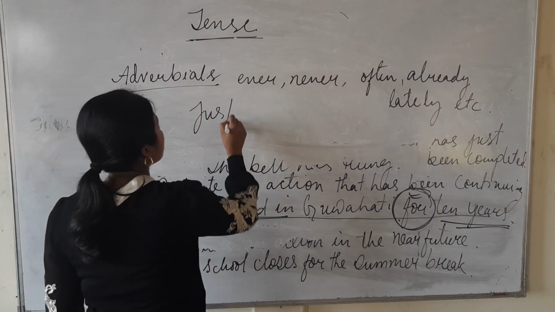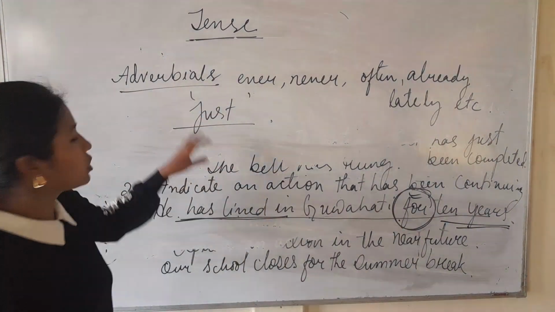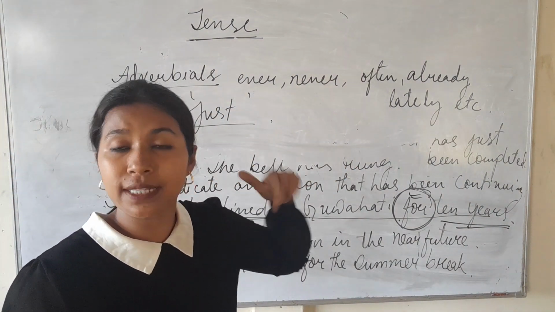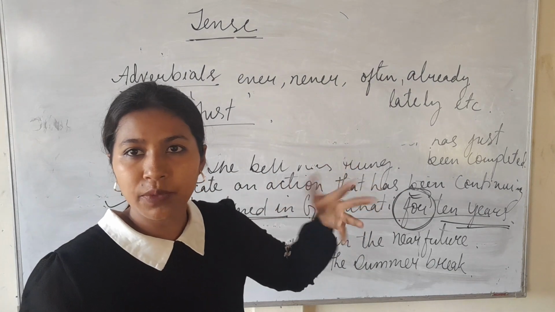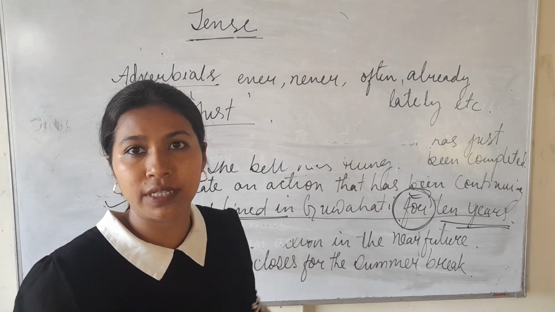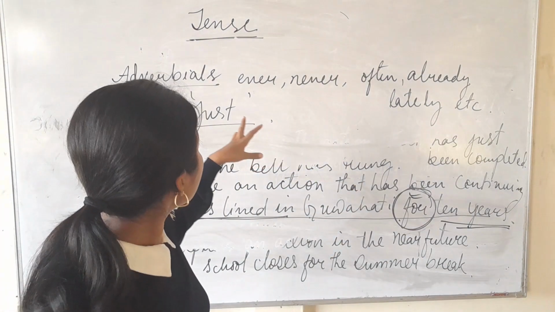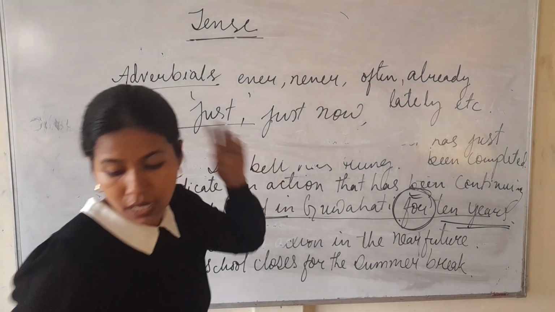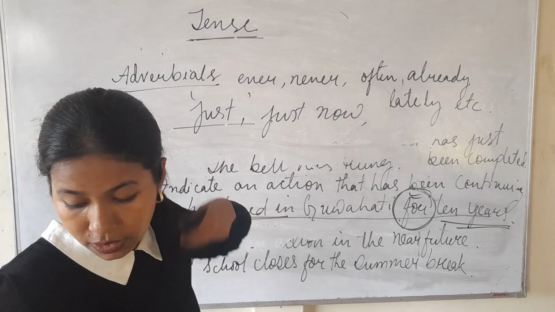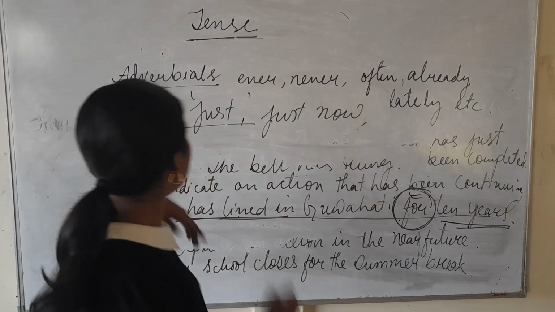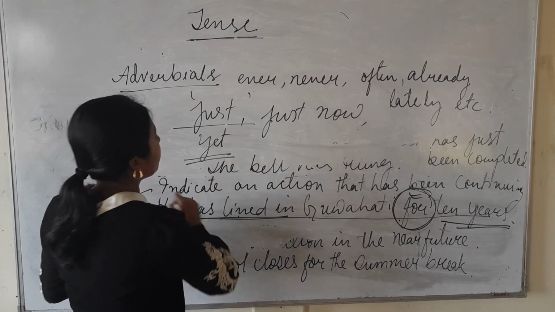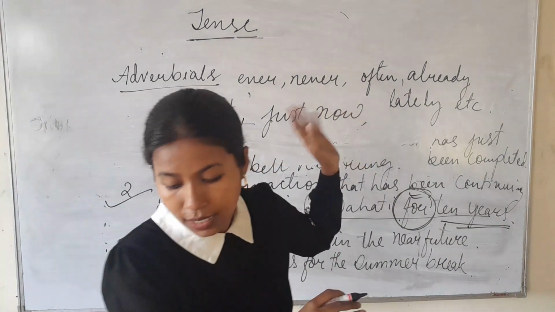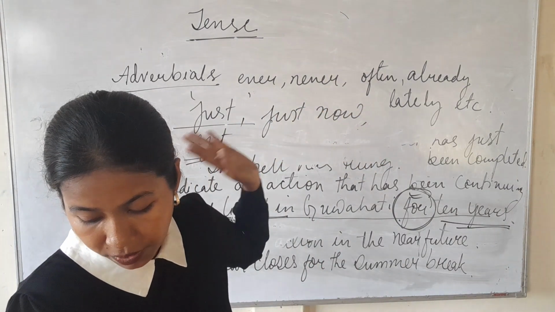So these are some adverbials which are used in present perfect tense. Another very common word used in present perfect tense is just. When you correct tense and you get just in the sentence, then you can come up with the idea that it has to be in present perfect tense. It is used with adverbials like just now also. Then we have yet, already, lately, ever, never, which I have already mentioned. Yet is another one, very commonly used with present perfect tense. Yet, just, then we have just now, already, lately. These are some of the things which are commonly used with present perfect tense.